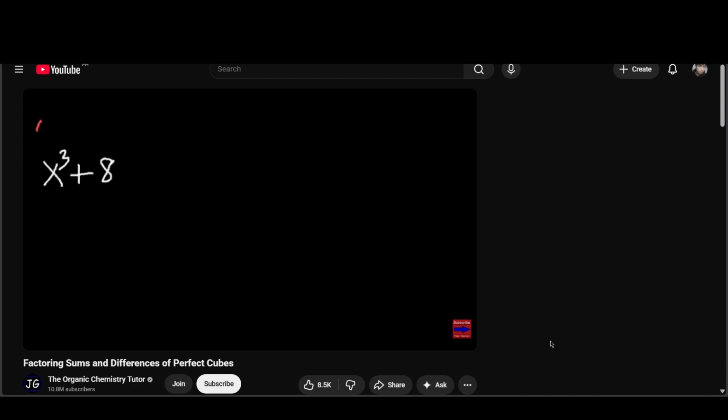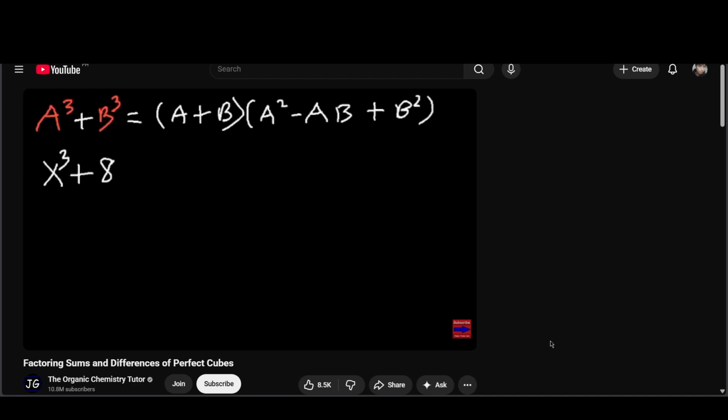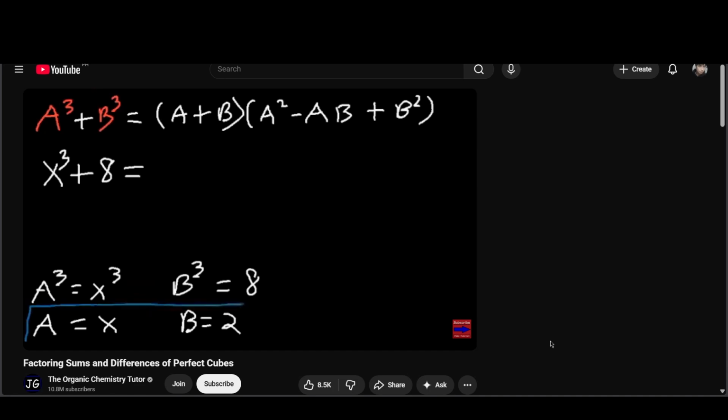Now, there is an equation that you want to use. And here it is. A to the third plus b to the third is equal to a plus b times a squared minus ab plus b squared. So a to the third is the same as x cubed in this problem. Therefore, if you take the cube root of both sides, a is equal to x. Now, b to the third is equal to 8, and the cube root of 8 is 2, so b is equal to 2. And now we just gotta plug everything into the formula. So just keep in mind, a is x, b is 2.